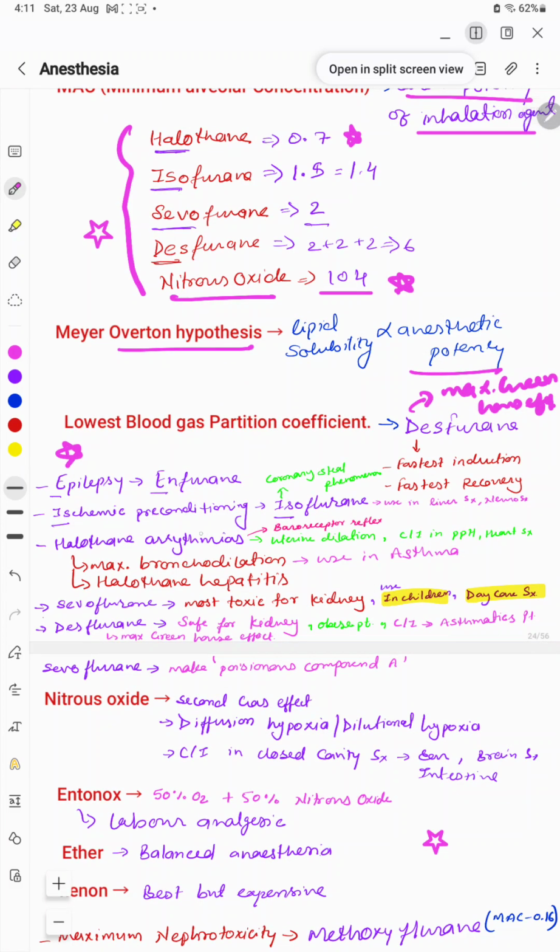Now ischemic preconditioning, which you can remember, we left epilepsy.